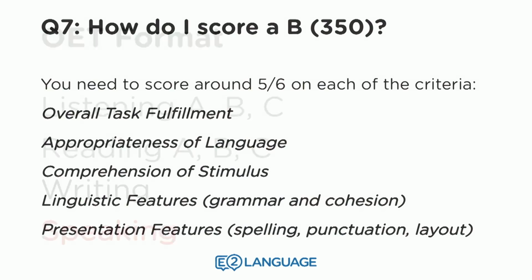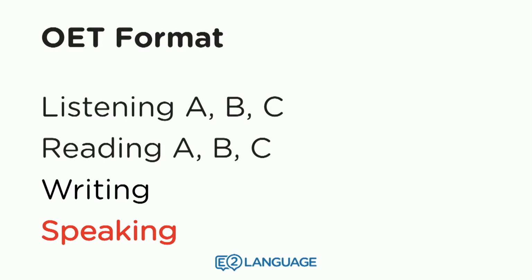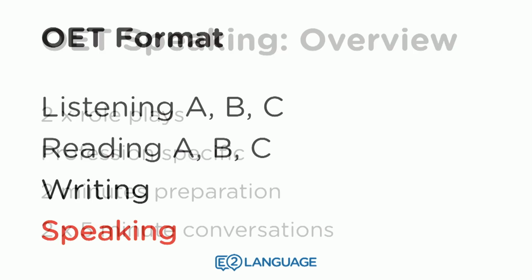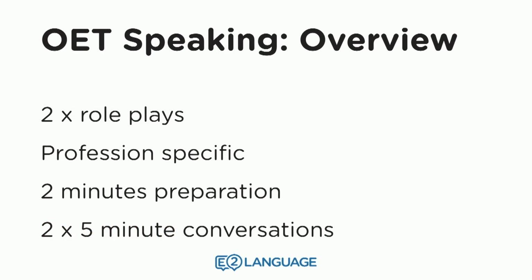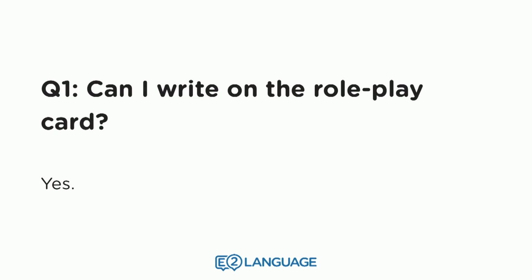Cool. So last one, OET format is speaking. Let's look at the top tips here just to refresh your memory of this particular subtest. You'll have 2 role plays. They are profession specific. You have 2 minutes to prepare for each of the role plays. Then you must speak for around 5 minutes. You're going to have a conversation with an interlocutor, in other words, an OET person who is going to play the role of the patient.